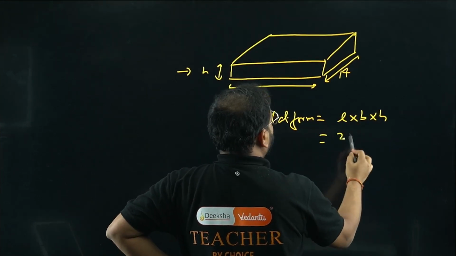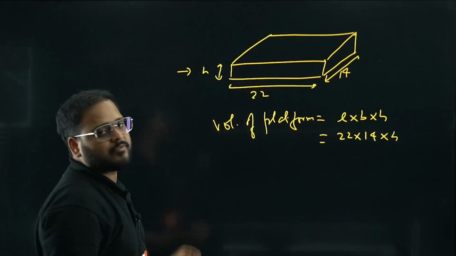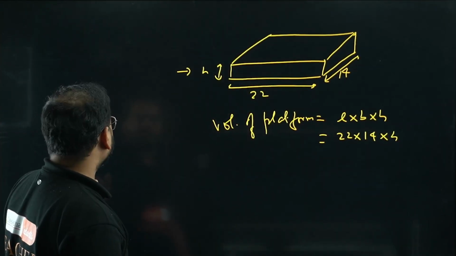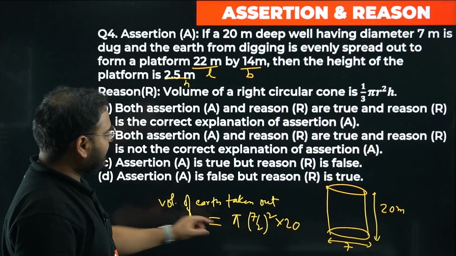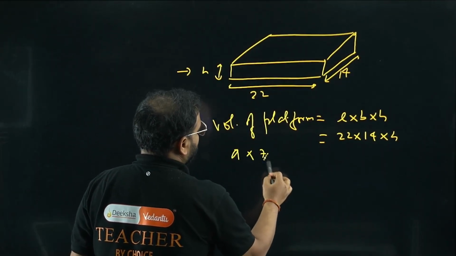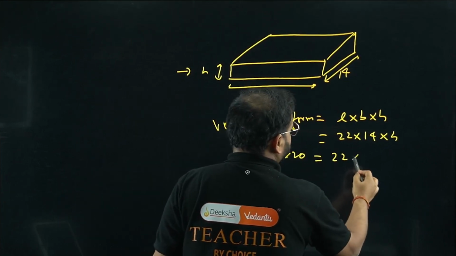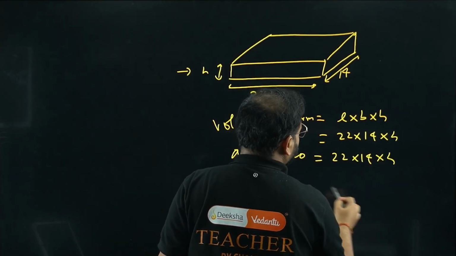How much is that, sir? 22 into 14 into h. And this volume is from where? From the earth that you've taken out. How much was that? If you check here, pi times (7 by 2) squared times 20, equals 14 times h. I'm looking for the h value, right?